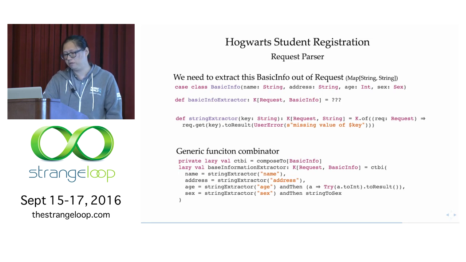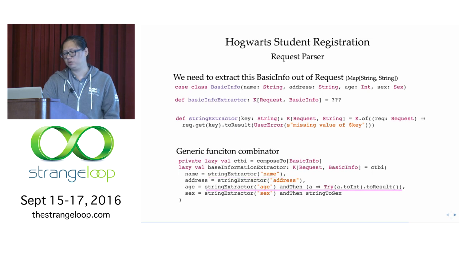So here's the example. If you have a string extractor of name, you can say, my name is just the string extractor. If you look at the function above, the string extractor name, you just say extract the value under the key name out of this map. So that's just a K. So the first thing is just like name equals to this K of request to string. And the second thing is also that.